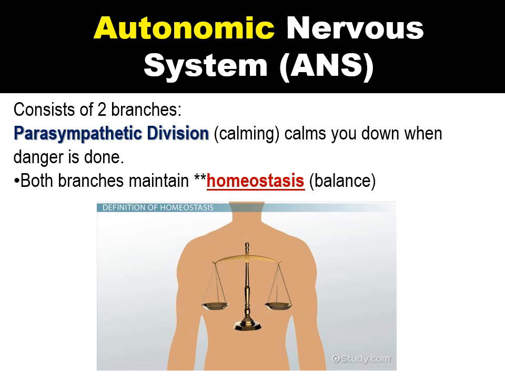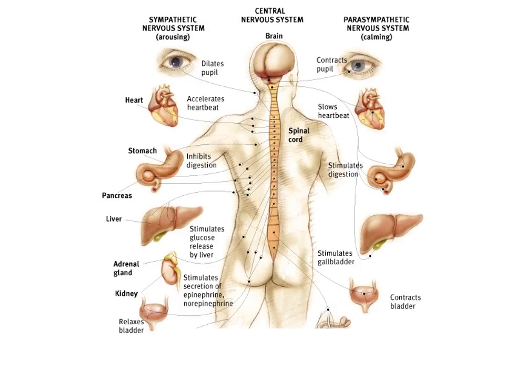So both of these branches are trying to maintain homeostasis. That's a really important word to know for the AP test. So make sure you write down homeostasis. That's our balance. That's a balance between complete and total fright and complete and total relaxation. We're trying to find a balance there for our own survival. And this is what it looks like. The sympathetic nervous system is our arousing. The parasympathetic nervous system is our calming. And when the two of them are working together as they should be, we are in homeostasis. We'll spend some time in class on this.